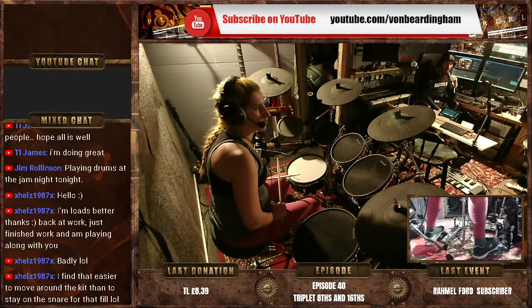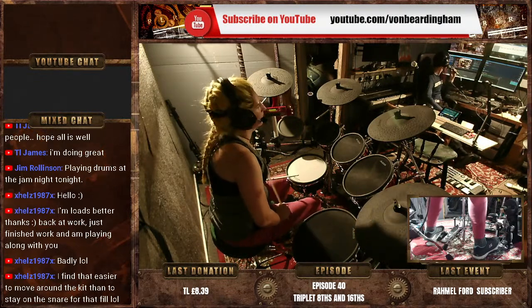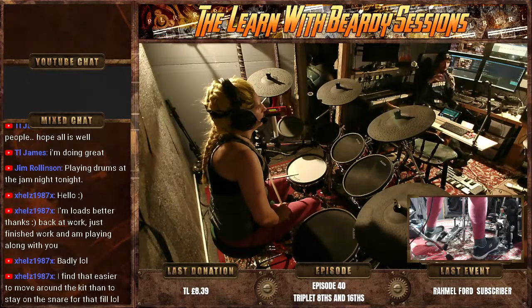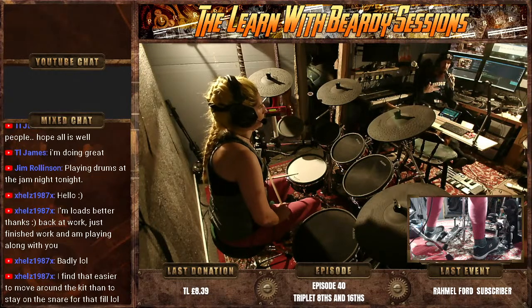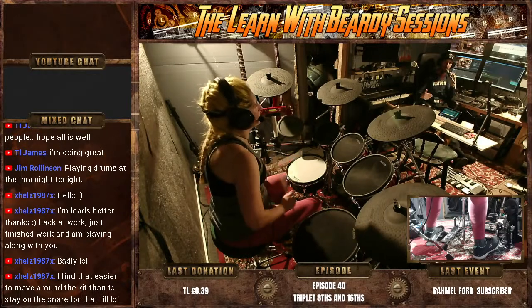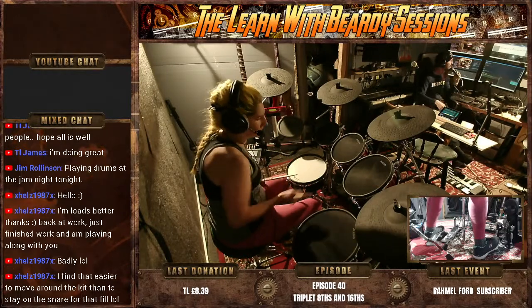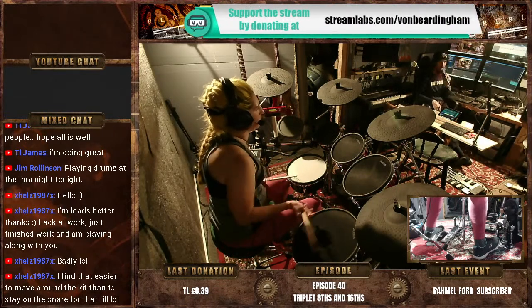Cool. Now, you can do all sorts of variations. I find it easier to move around the kit than to stay on the snare for that feel, probably because it's easier to keep count, because when you're moving around the kit, it's splitting it up for you. I'm the opposite, though. I prefer staying on the snare, because it's closer.